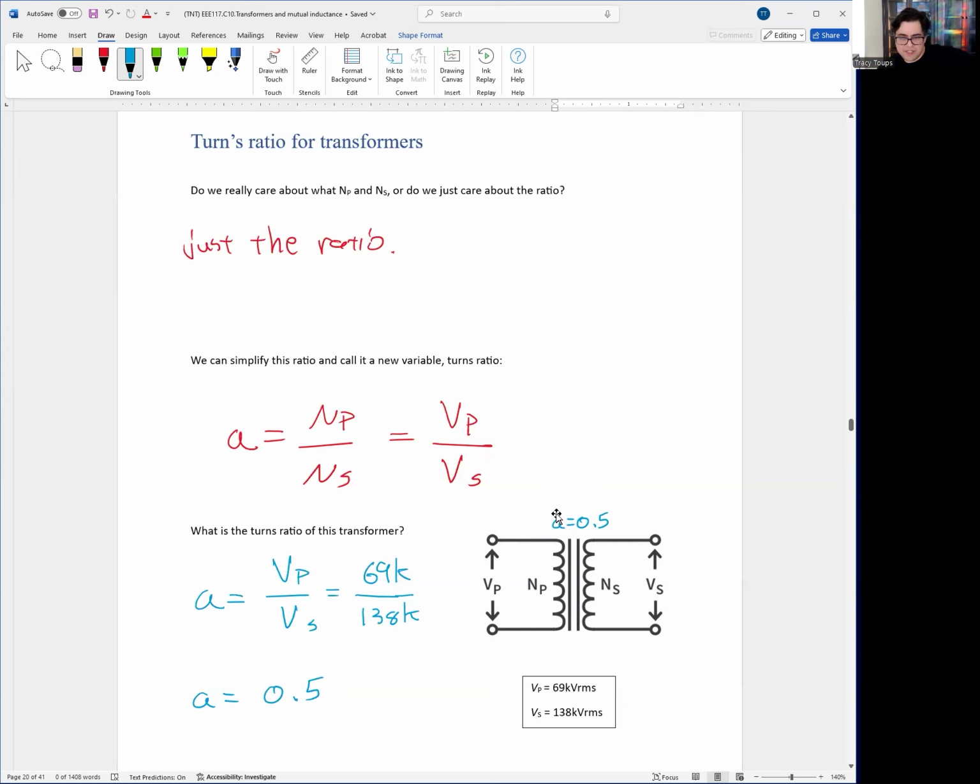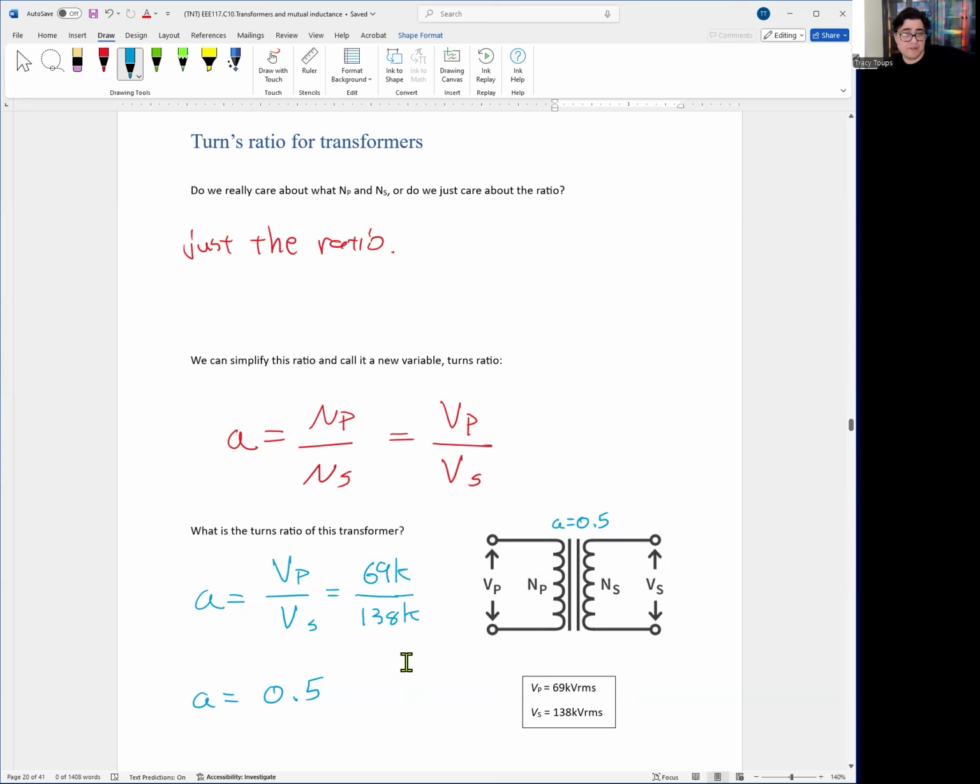So you can either see a variable called A, which is a turns ratio, it's just NP over NS, or VP over VS, right? Or they just put the voltage. Like literally, if VP is 69 kV and VS is 138 kV, with these two, I could figure out the ratio is 0.5, right? Because 69 divided by 138 is half. And there you go. That's your turns ratio.